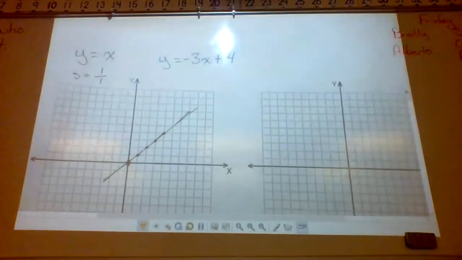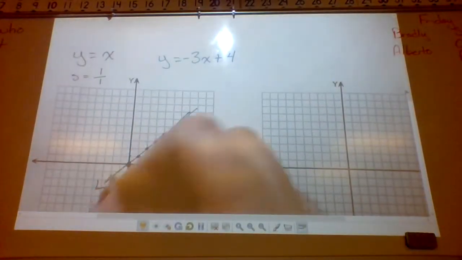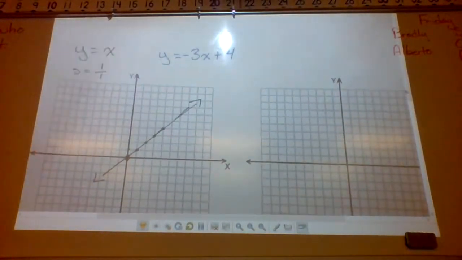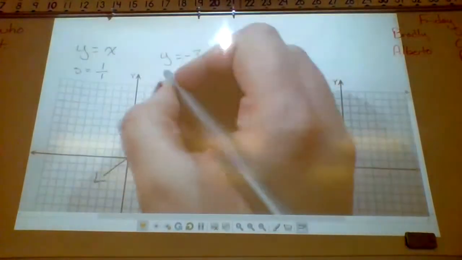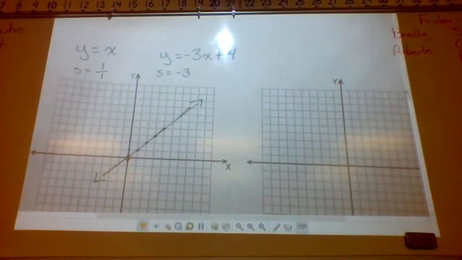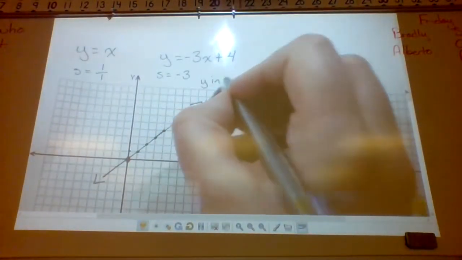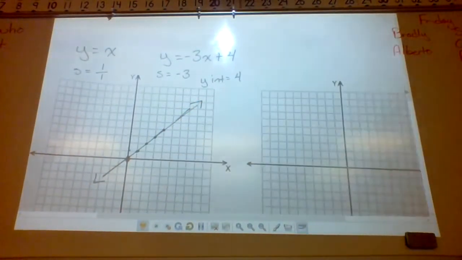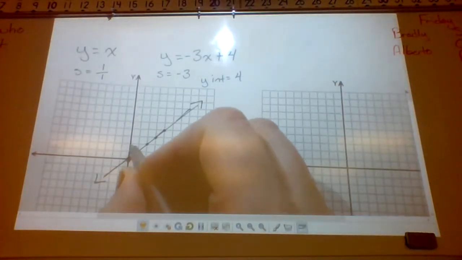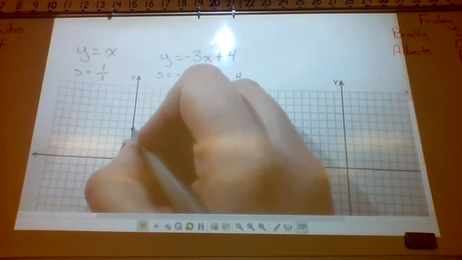Okay? We have one line, don't we? How many graphs do we have? One. How many slope-intercept forms do we have? We have a second one, right? All right. On the second one, what is our slope? -3. What is the y-intercept? 4. So where do we start? Up from the origin 4. 1, 2, 3, 4.